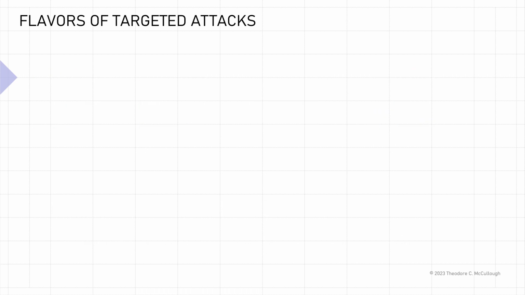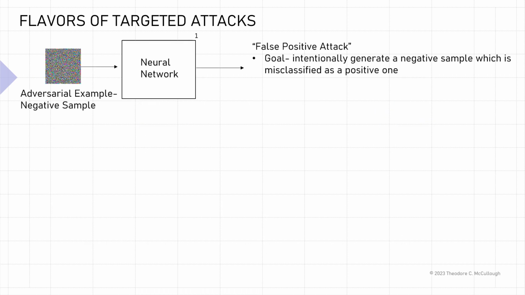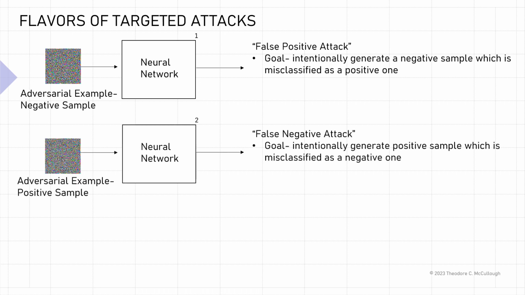Let's talk about some flavors of targeted attacks. The first is a false positive attack. This is an attack where the goal is to intentionally generate a negative sample, which is misclassified as a positive one. Another type of attack is a false negative attack, where the goal is to intentionally generate a positive sample, which is misclassified as a negative one.